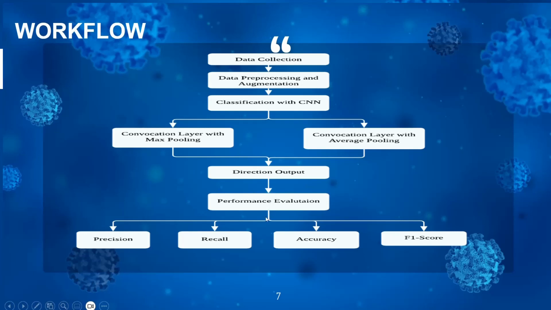performance evaluation. Under performance evaluation, it consists of precision, recall, accuracy, and F1 score. There are formulas for each and every evaluation. For precision, it is TP by TP plus FP. For recall, it is TP by TP plus FN. For accuracy, it is TP plus TN by TP plus FN plus TN plus FP. And for F1 score, it is precision into recall by precision plus recall. Here, TP means true positive, FP means false positive, FN means false negative, and TN means true negative.